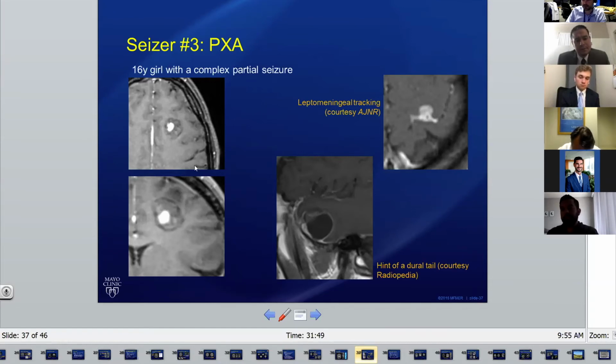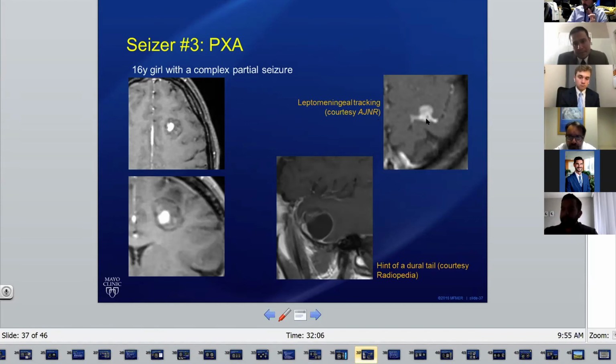So a surgery was really necessary to determine whether this was a ganglioglioma or a PXA, which is a grade 2 or 3, something that we have to worry much more about recurrence. Some characteristic features of this tumor are leptomeningeal tracking. I didn't have a great example of this personally, so I lifted this off AJNR.